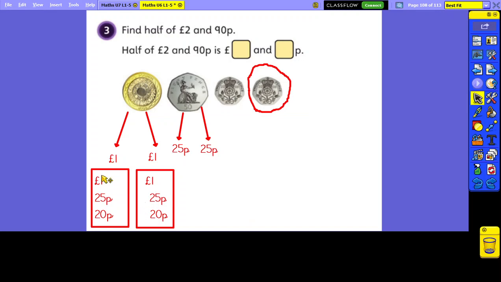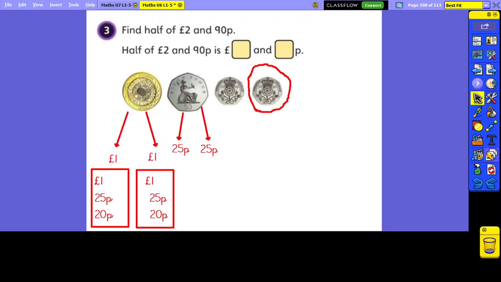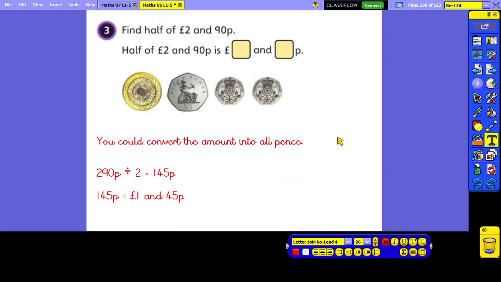So if I look at putting my 2 £1 into these 2 boxes, and my 25 pences into my 2 boxes, and my 20 pences into my 2 boxes, because I'm sharing equally, I'm finding half, so I'm sharing into groups of 2. What have I got all together? Well, I've got £1 and 45 pence. Is that what it was? No. £1 and 45 pence is my answer.